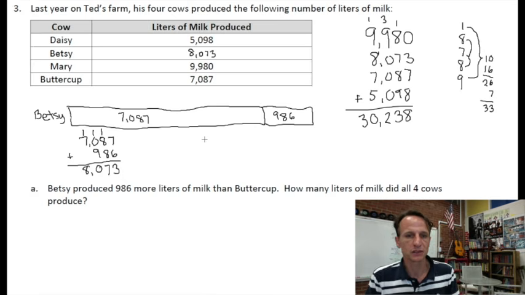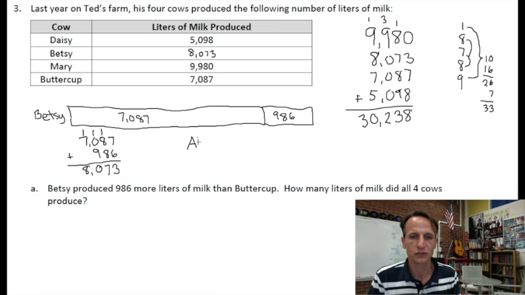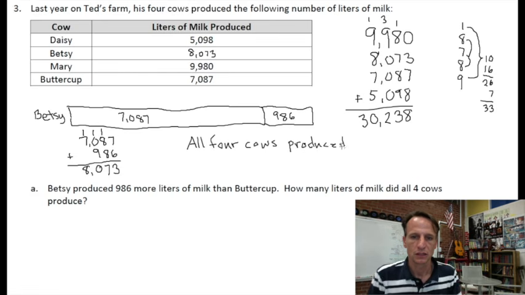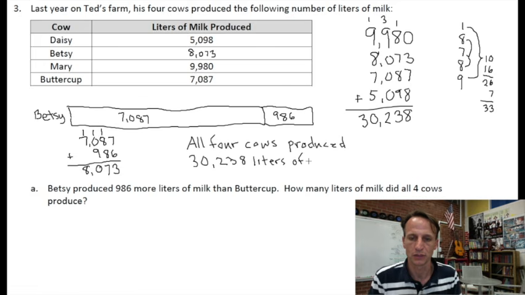So now we can write a little statement. All 4 cows. What did those 4 cows do? They trampled Mrs. Ted's flower garden. No, all 4 cows produced. Good word, right? Produced 30,238 liters of milk.